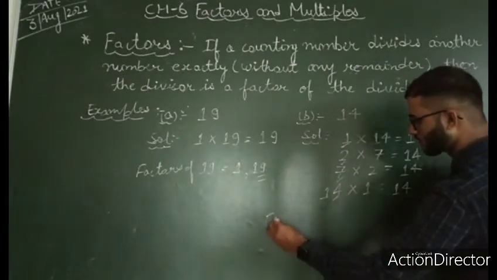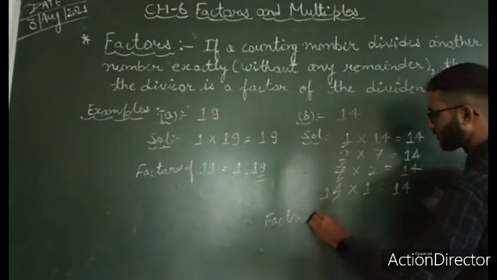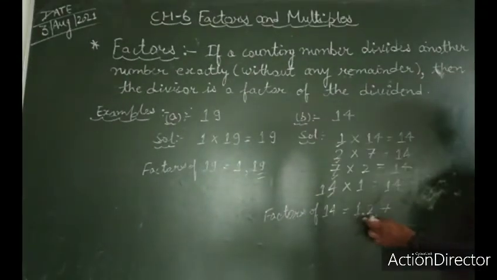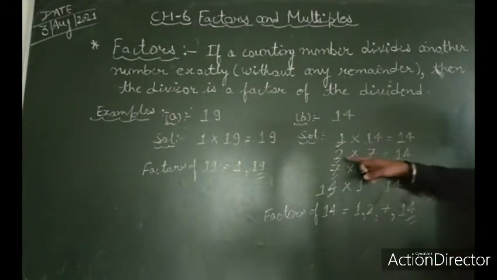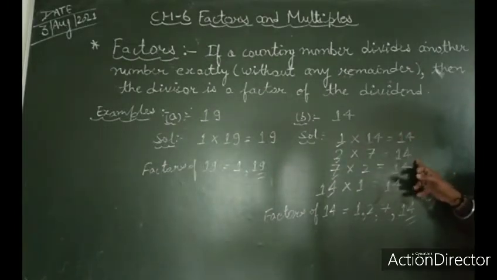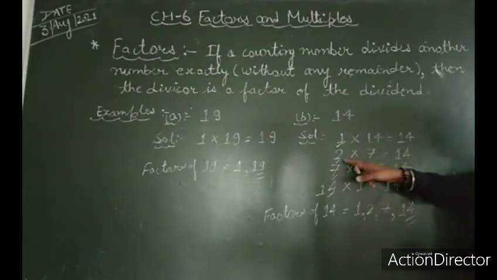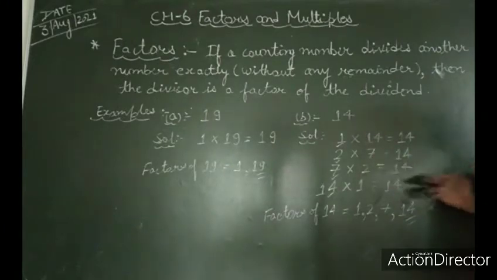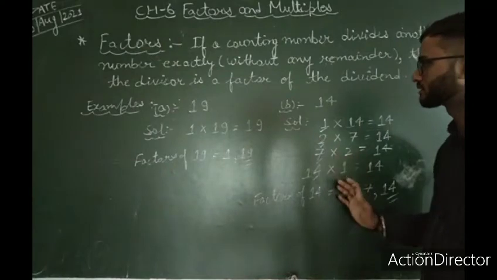So here we write factors of 14 is equal to 1, 2, 7 and 14. So these are the factors of 14 here. And here we say that if the number divides this number exactly without any remainder, it means it is the factor of the given number. Like 2 divides this 14 7 times, 2 7s are 14, and here we get no remainder. So here we say that 2 is a factor of 14, the same as with 7 and 14 and 1 also.